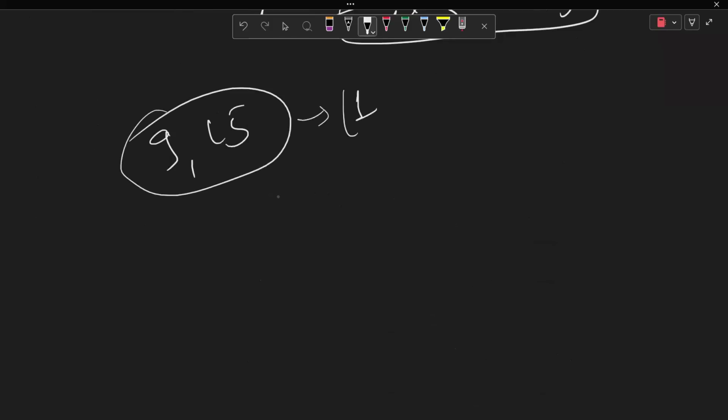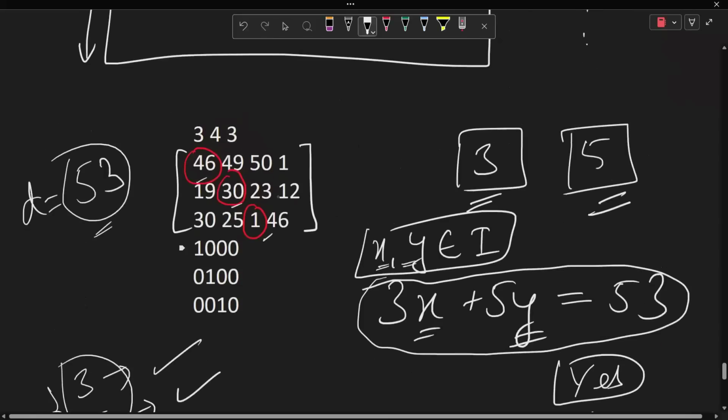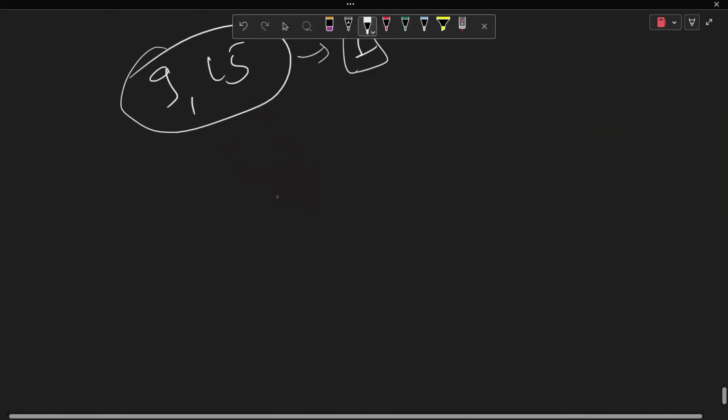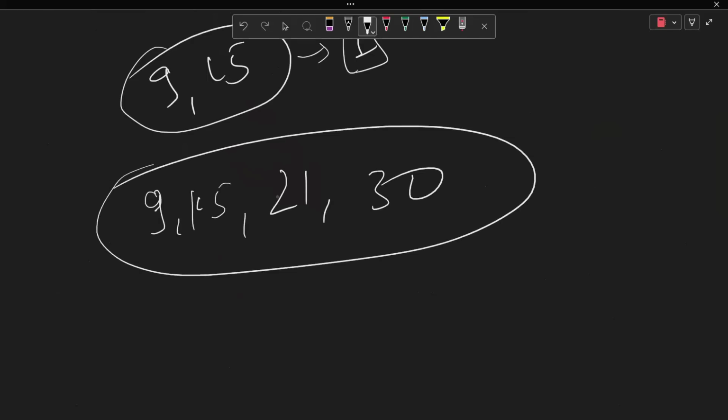Can you make a 1? If you can make a 1, you can make all the numbers. But can you? If you look more closely, here we are having two numbers, we may have up to n into m numbers, because there are n into m cases. In the worst case, you can have n into m matrices, so you can have many numbers. Like you can have here 9, 15, 21, 30, like this. There can be many numbers.